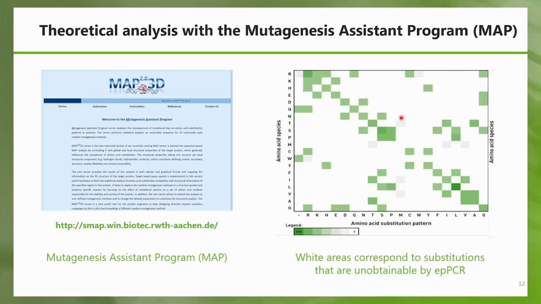And what should strike your attention are these huge white areas. For example, here. And these are amino acid substitutions that are not obtainable with error-prone PCR. So despite this quite low diversity, error-prone PCR is still very successful in finding improved variants. And this MAP program was basically used to develop a benchmarking system to compare random mutagenesis methods for the first time on the protein level, and to set benchmarks in terms of developing mutagenesis methods to increase the diversity.